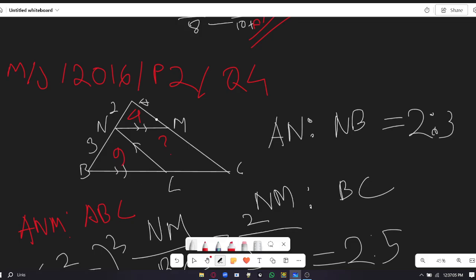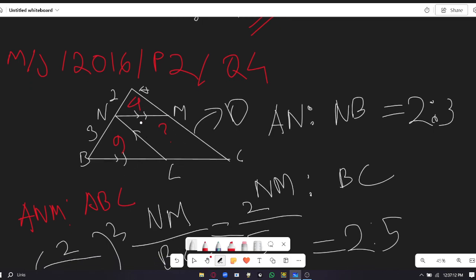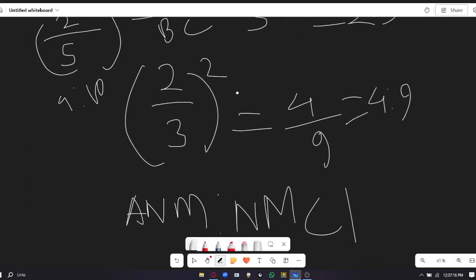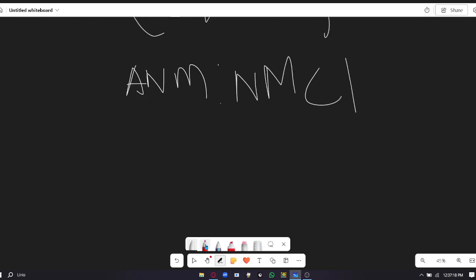If you think about it, if the whole area is 10, that means by ratio, the remaining area must be these two areas subtracted from the 10. So A and M, we already know A and M is 4. NMCL is 10 minus 4 minus 9.